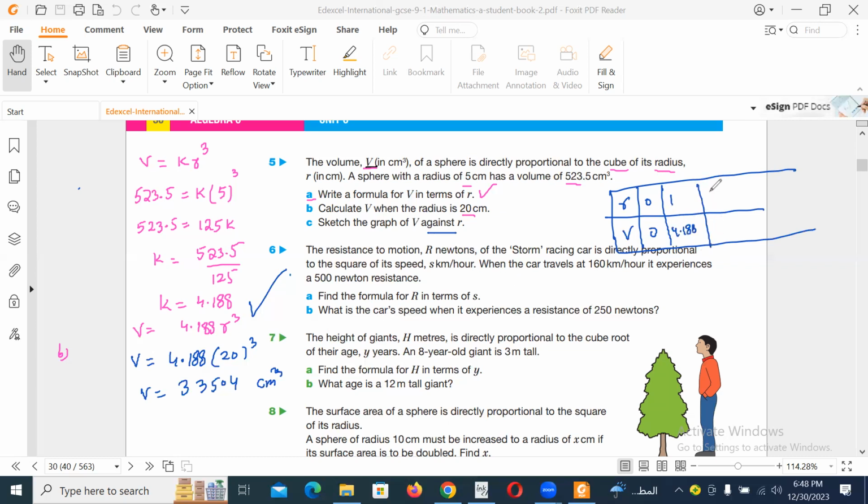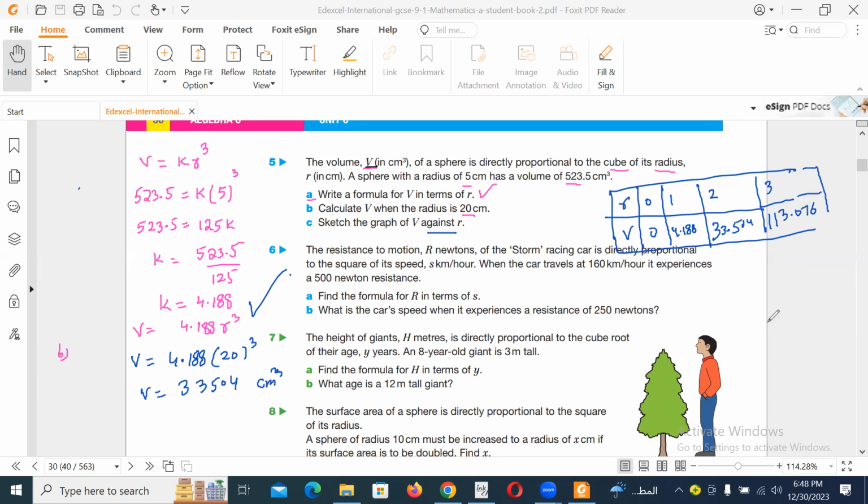4.188. And if you are checking at 2, 2 cubed means 8. 8 multiplied by 4.188 gives me 33.504. And if you check one more, that is equal to what? 3 cubed. 3 cubed means 27, yes? 27 multiplied by 4.188 is equal to 113. So don't go more because it would be too big, so difficult to draw.